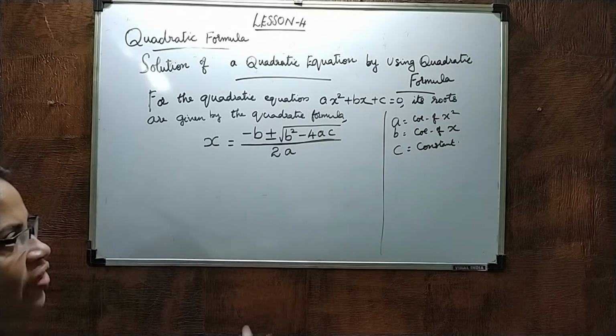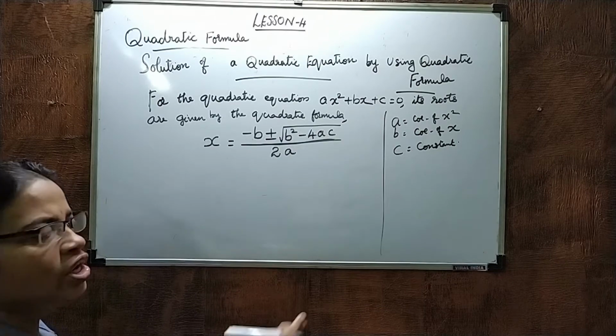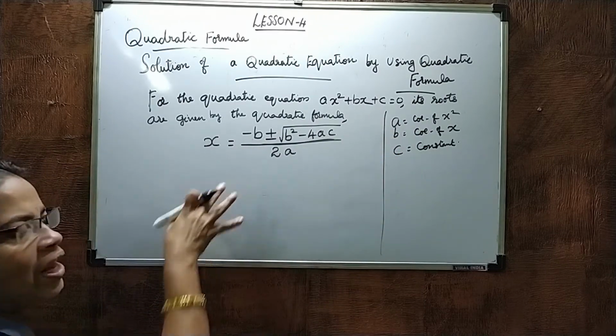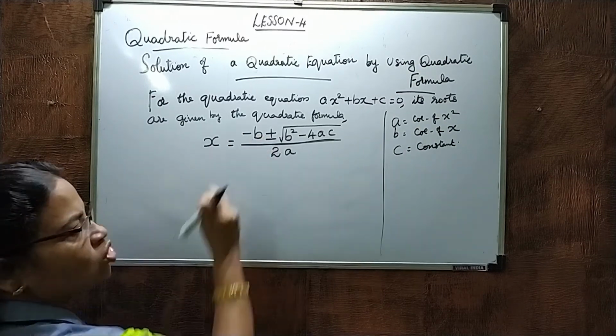Here, they will give you one quadratic equation. From there, first you have to find out what is a, what is b, what is c. Then you have to apply them in this formula. And one more thing is that here a plus or minus is there.